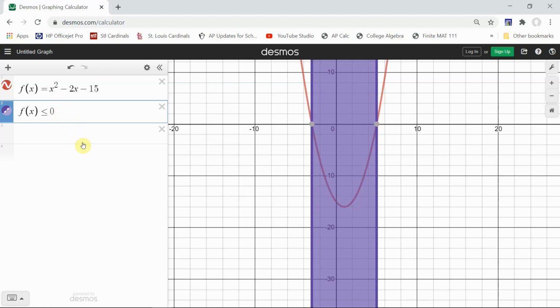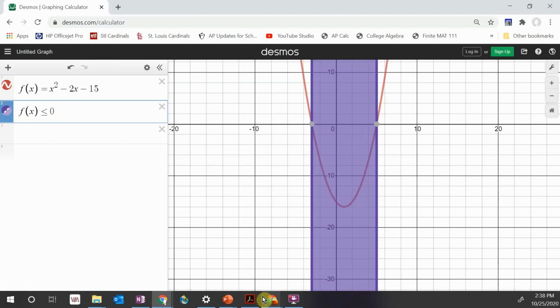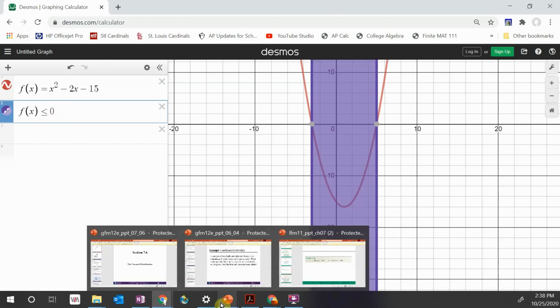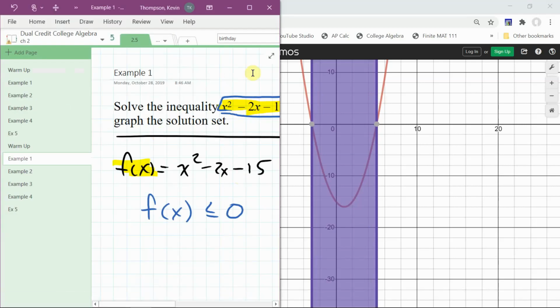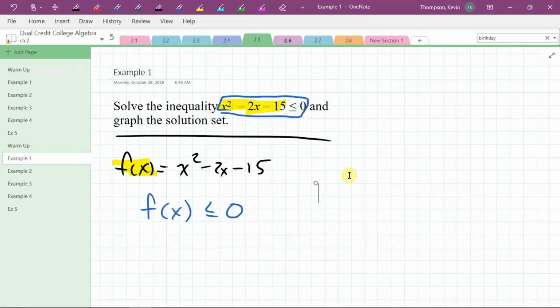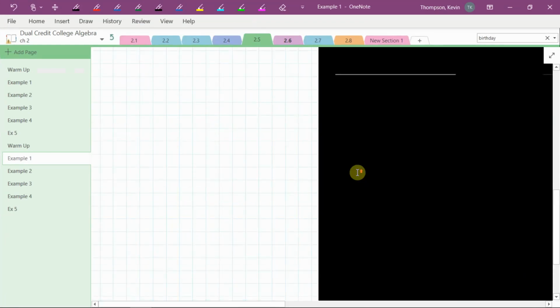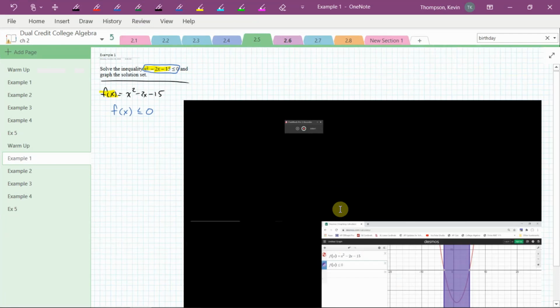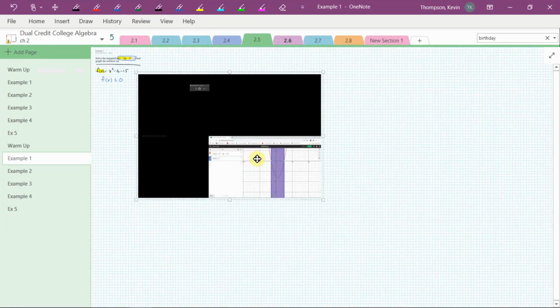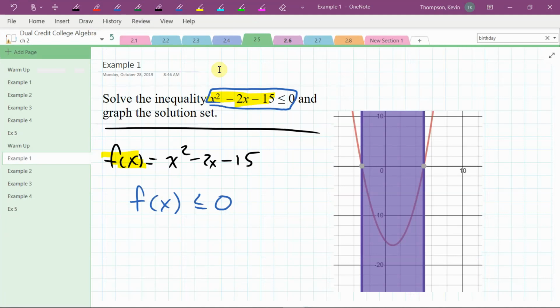Okay, so that means, if I'm going to take this, I'm going to put this back on my other screen here for us. And so when I'm thinking about the solution to this inequality, I would end up writing something like this. I could write in interval notation then, so I would say minus 3 comma 5 bracket.